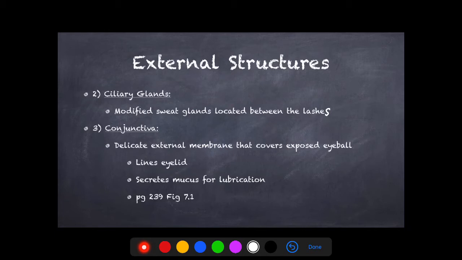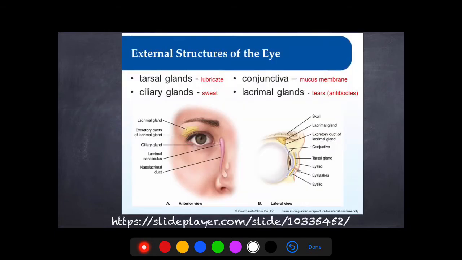There are pictures on page 239, figure 7.1, that clearly show this much better than the image that I have right here. But basically, let's look at the different glands that I just talked about. So here is the tarsal gland. You can see that the eyeball on the right is closed, and so you can see the tarsal gland is that yellow image that is right here. It's on the inside of the eyelid.